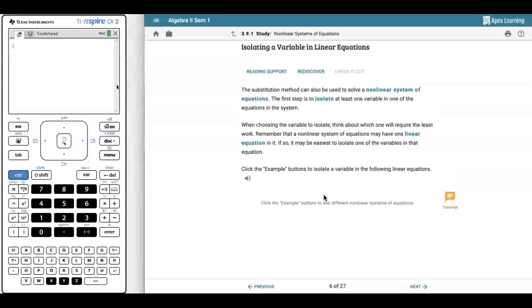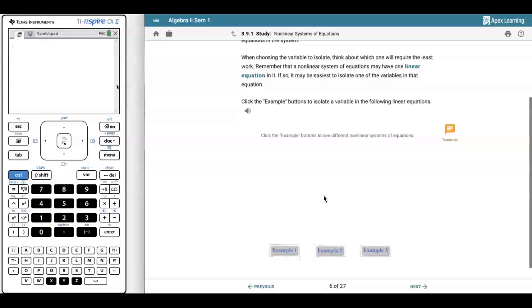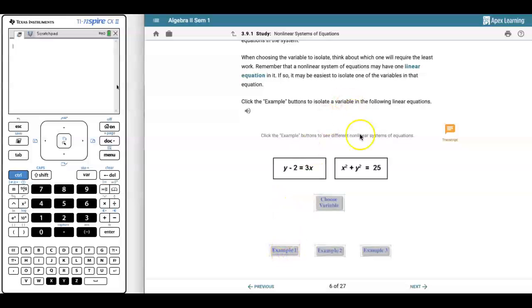And for linear equations, it's a little bit easier, but for nonlinear equations, they may not have any linear equations, or they may have one. So if you're doing this, it may be easiest for you to isolate the linear equations. If we're looking at a nonlinear system of equations, you may have the option of having one of those be a linear equation. If it is, you should focus on isolating that one because it tends to be easier.